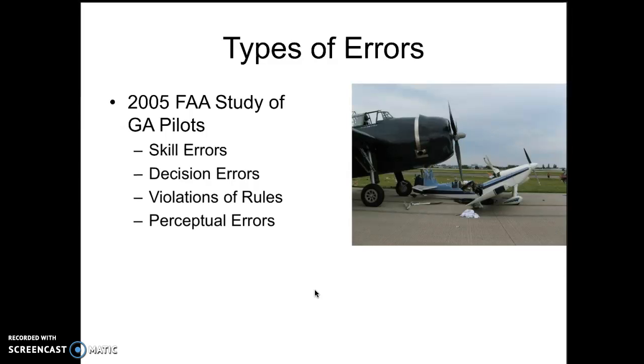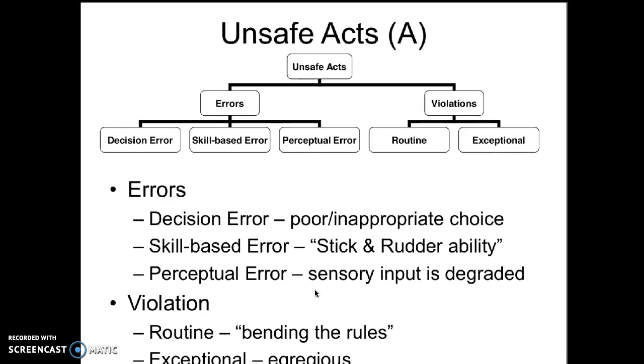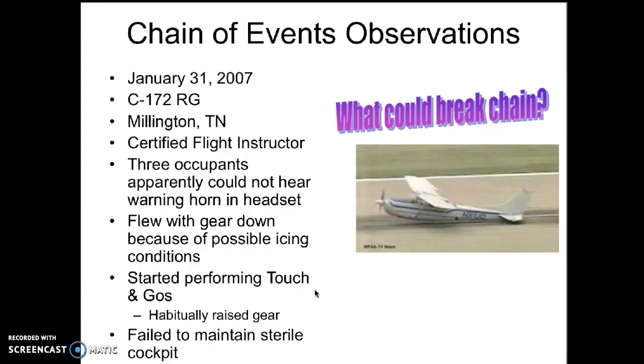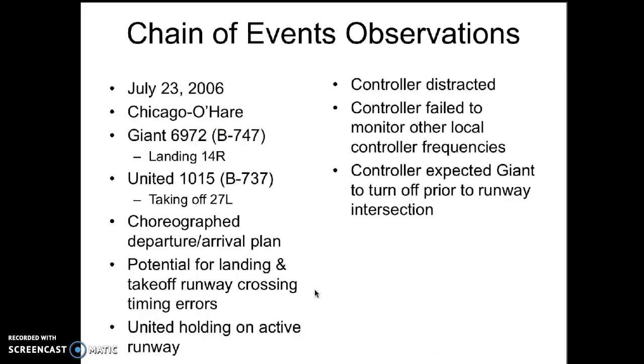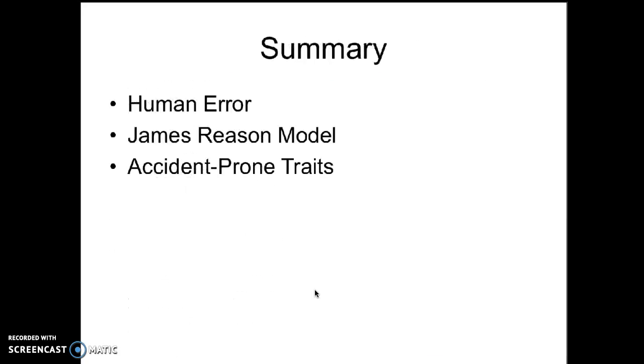The other types of things will have different types of errors: skill errors, decision errors, violation of rules, and perceptual errors, which lead to unsafe acts. I'm not going to go through these, but there are some chain of events accidents here in this presentation. So go ahead and take a look at those, and I'll ask you some questions based on those accident-prone traits and how a chain of events can lead to an accident.